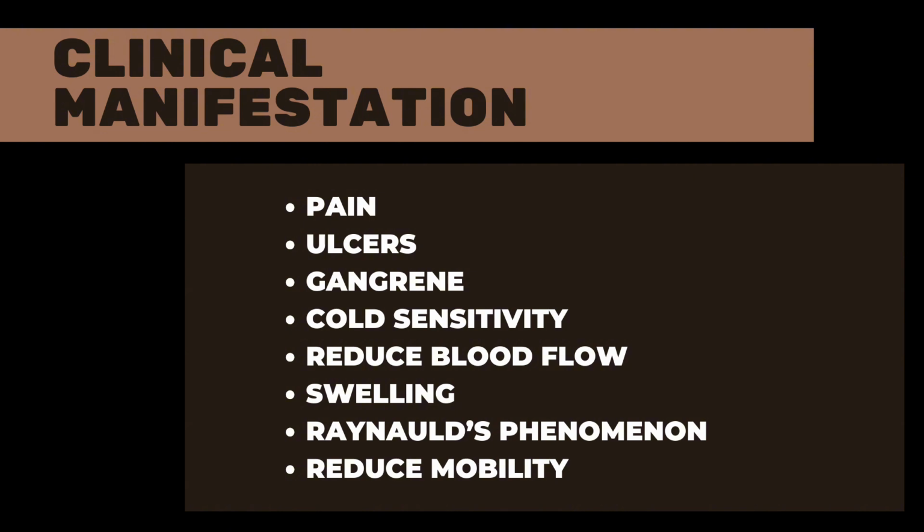So these are the clinical manifestations for thromboangitis obliterans. First is pain, ulcers, gangrene, cold sensitivity, reduced blood flow, swelling, Raynaud's phenomenon, and reduced mobility.